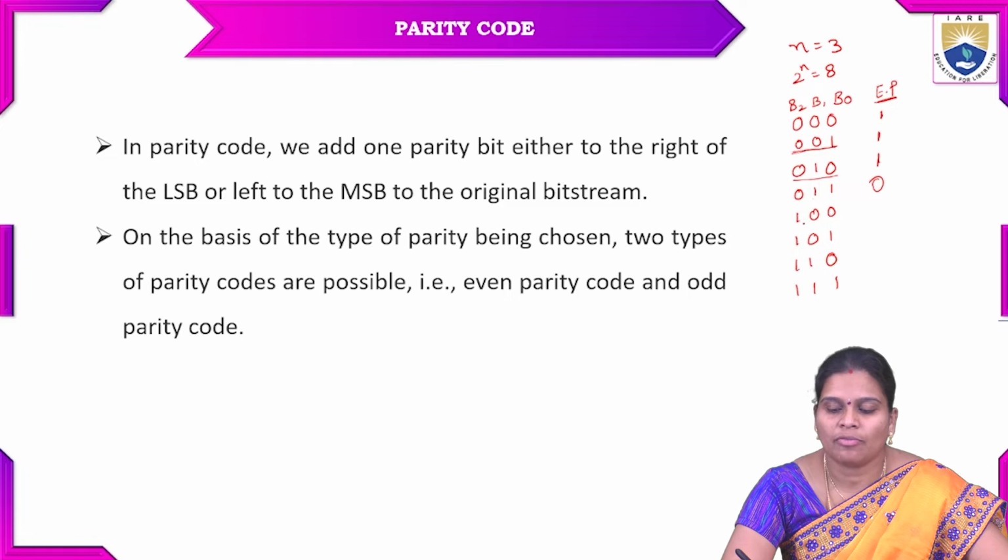So next one is 1 0 0. Here the number of ones is not even. So this is an odd value, so it is not even. So again it should be 1.